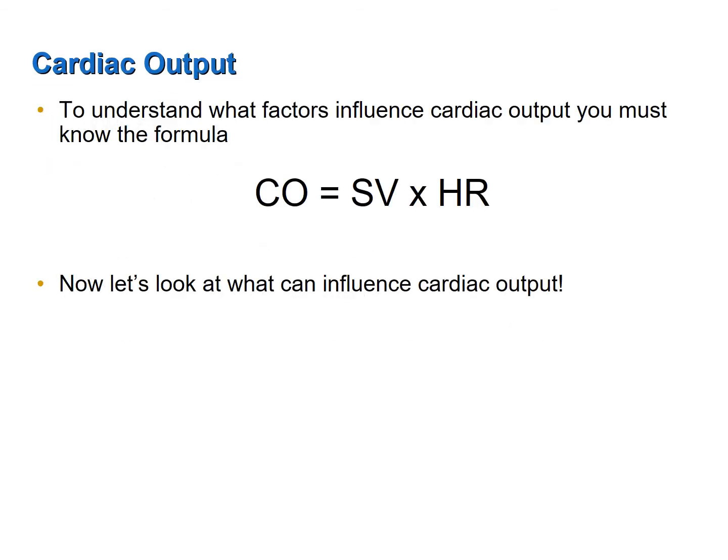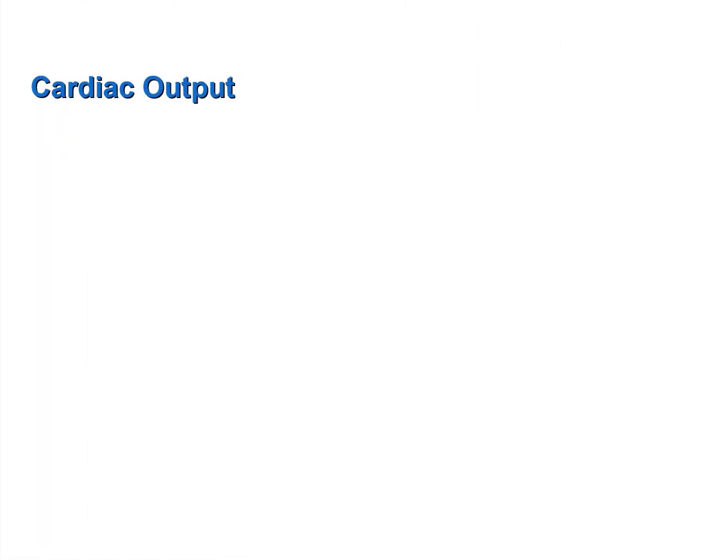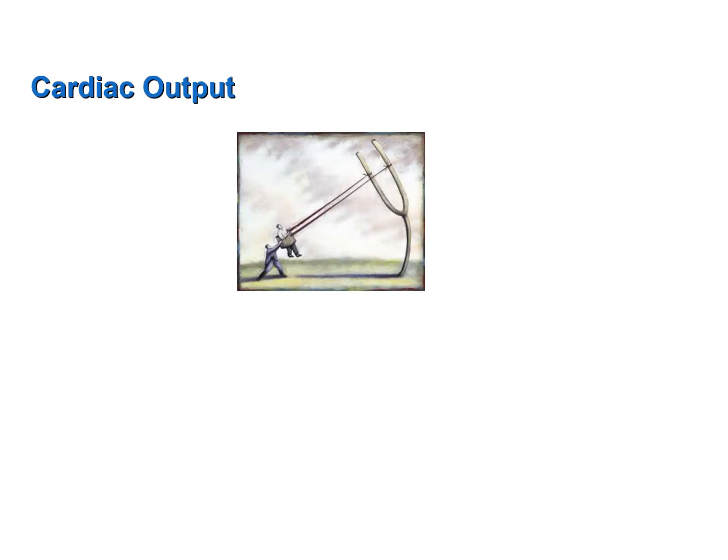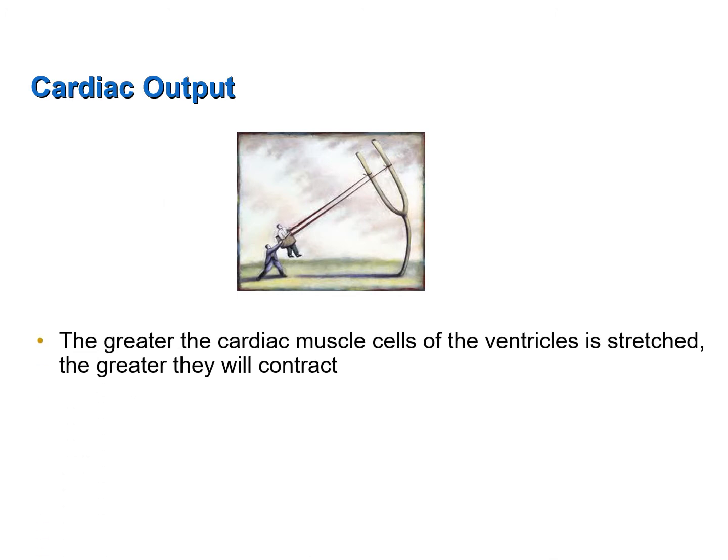So we've talked about how hormones, electrolyte levels, and body temperature can affect cardiac output by affecting heart rate. Now let's talk about what factors can affect cardiac output by affecting stroke volume. Of course, you know that the more you stretch an elastic object, the more forcibly it will recoil. The farther you pull back on a slingshot, the farther you can project an object. The same is true of cardiac muscle cells. The more they are stretched, the more forcibly they will contract.